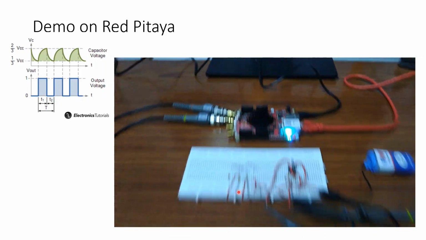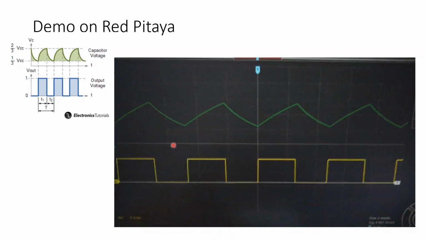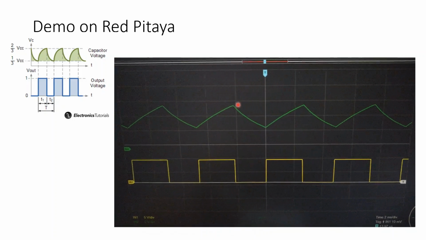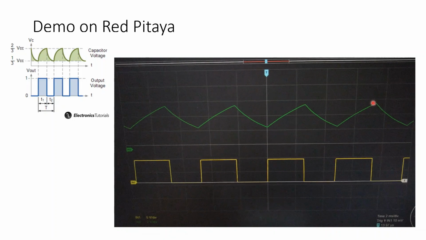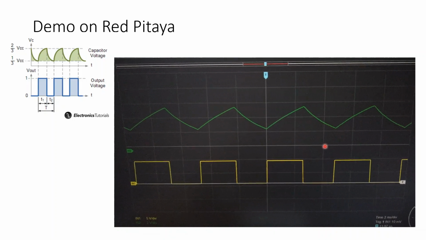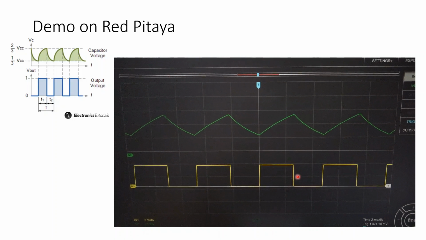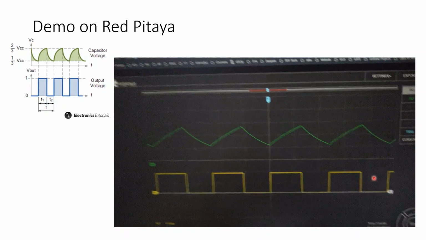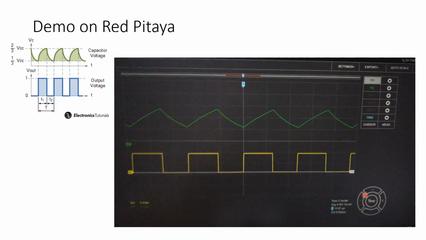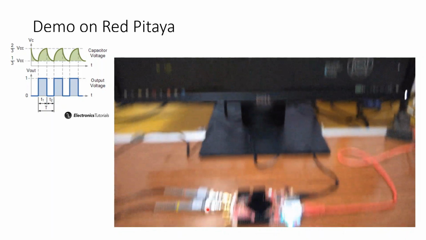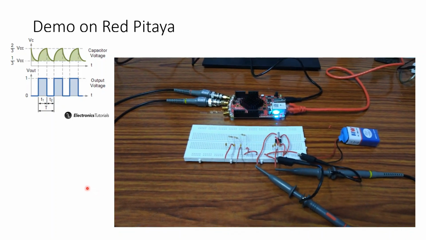Now let's see the output. So this is the monitor. As you can see, channel 2, in green color, shows the charging and discharging of the capacitor. Then channel 1, in yellow color, shows the square wave output of the IC555. So this is the working of the Redpitaya.